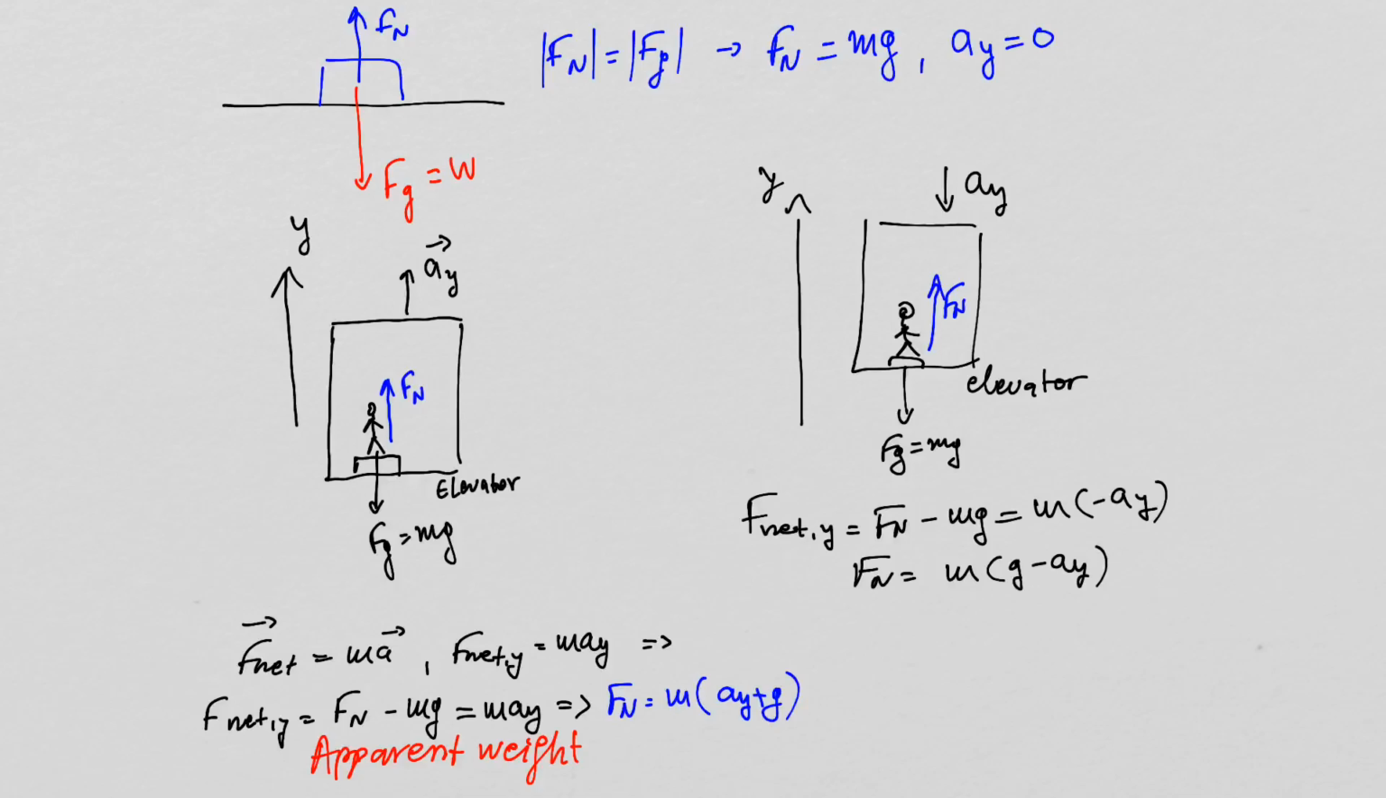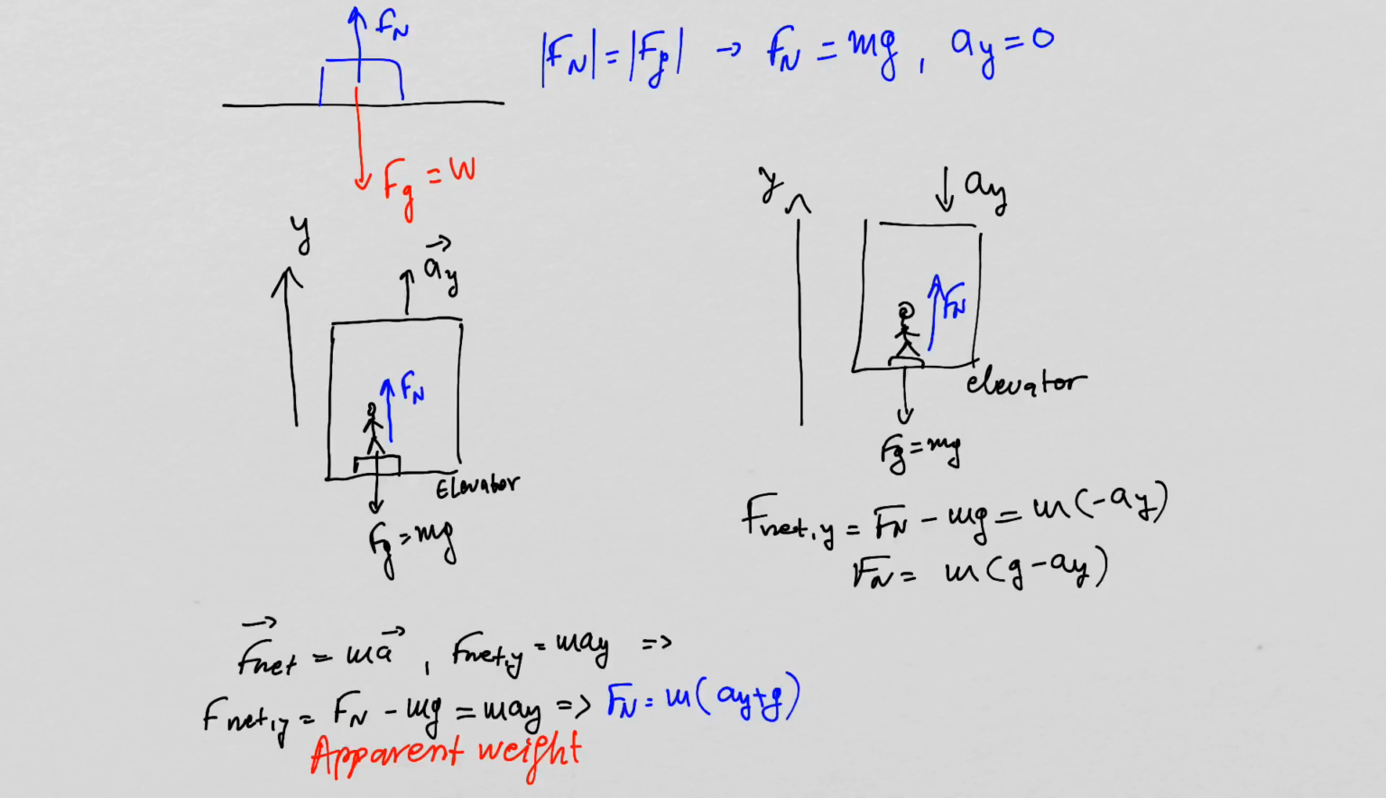So the normal force now is different than the normal force before when the elevator was accelerating up, and it's again different than the normal force when there is no vertical acceleration. This time the acceleration of motion is less than the gravitational acceleration. So here the acceleration was more than the gravitational acceleration, here it's less than the gravitational acceleration.